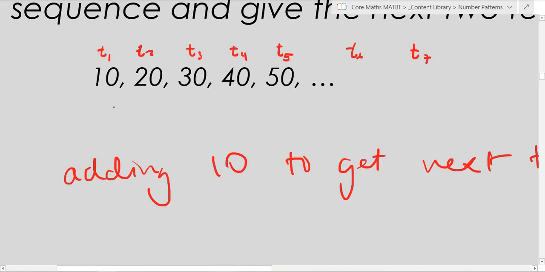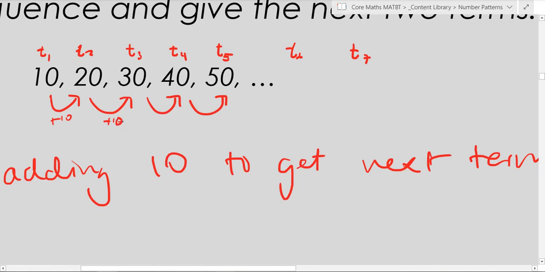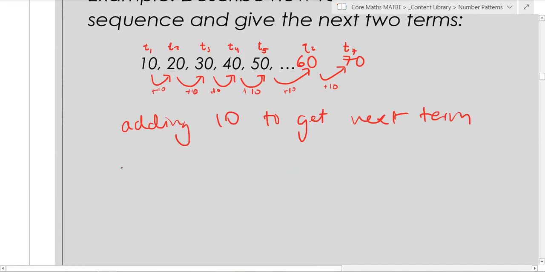Okay, and we know that each time, to get the next term, you're adding 10, as I've written down. So you're adding 10 to get the next number. That means that T6 and T7, you're basically adding 10 to get the next term. So in this case, 50 plus 10 should be 60, and then 60 plus 10 is 70. Okay, so that means term number 6 was 60, term number 7 was 70.